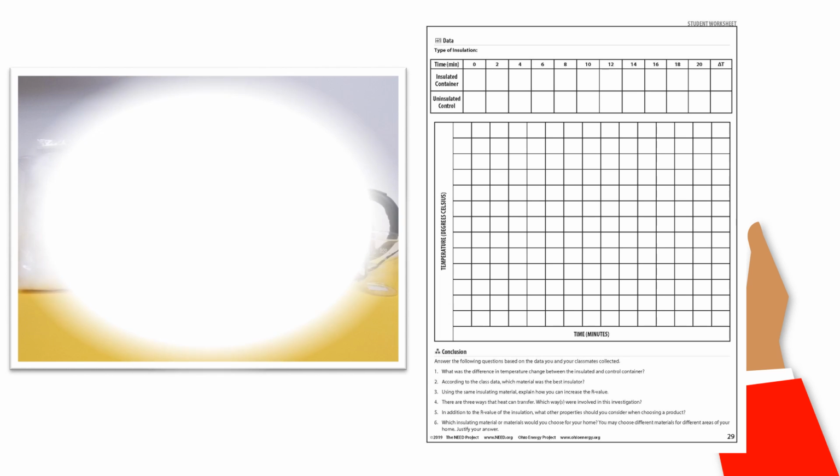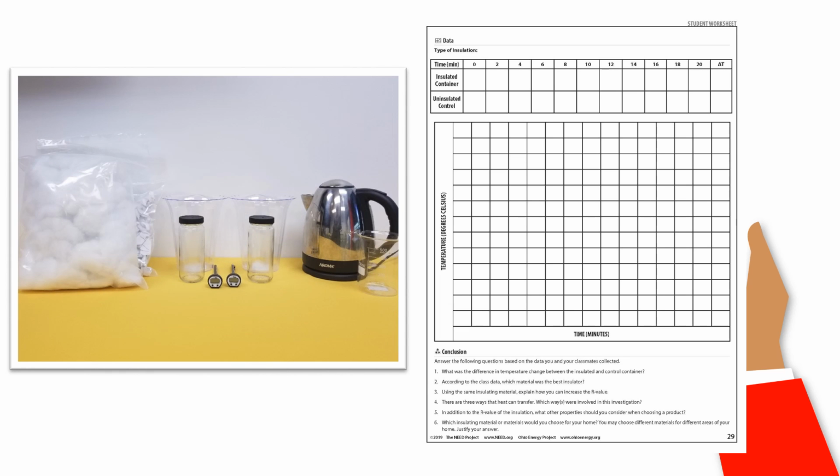To complete the lab, you will need 2 insulation containers with lids, 2 digital thermometers, insulation materials, some hot water, and a measuring cup. Remove the lids from both containers and place each container in a testing container. Loosely pack insulating material around one of the testing containers. The other testing container will serve as a control.